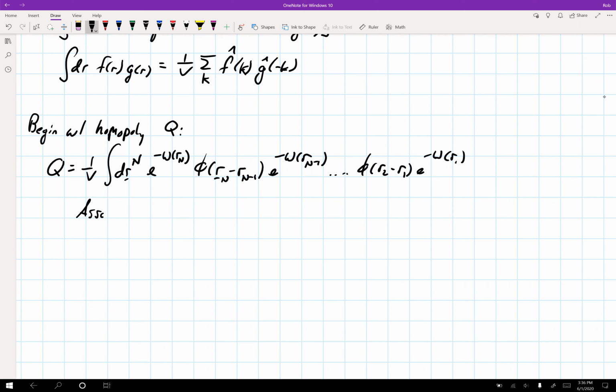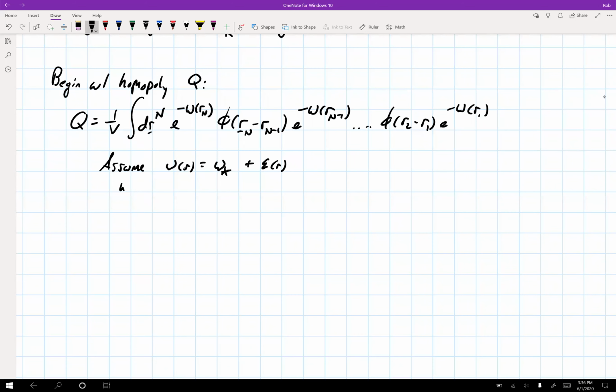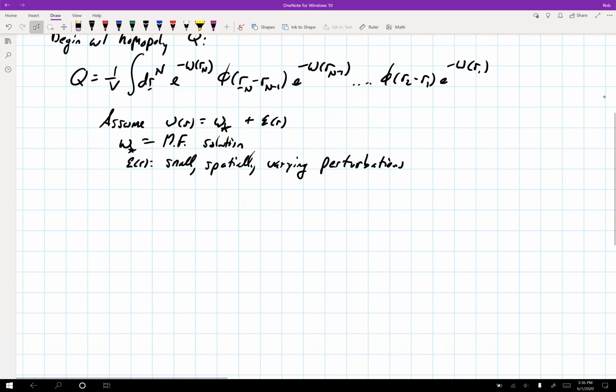So we're going to assume W of R is some mean field configuration that I'll just call W star that does not depend on R, plus epsilon of R, which is going to be a small spatially varying perturbation. Right? So W star, we're going to say is the mean field solution. And then epsilon of R are spatially varying but small perturbations. And it's going to be defined in a way that the integral of the variations is zero. Right? So that's going to simplify a lot of our resulting equations.